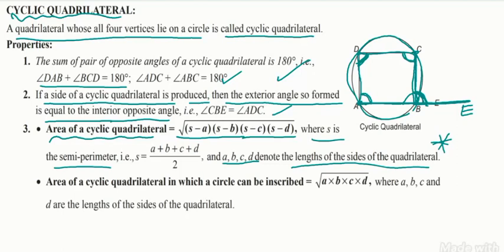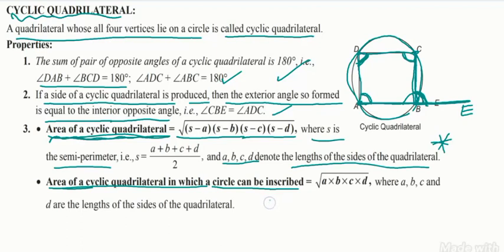Next, the area of a cyclic quadrilateral in which a circle can be inscribed is equal to root of A into B into C into D, where A, B, C, D are the lengths of the sides of the quadrilateral. So what is the difference between these two points? Here we directly find the cyclic quadrilateral area. This is a special case of the previous one.